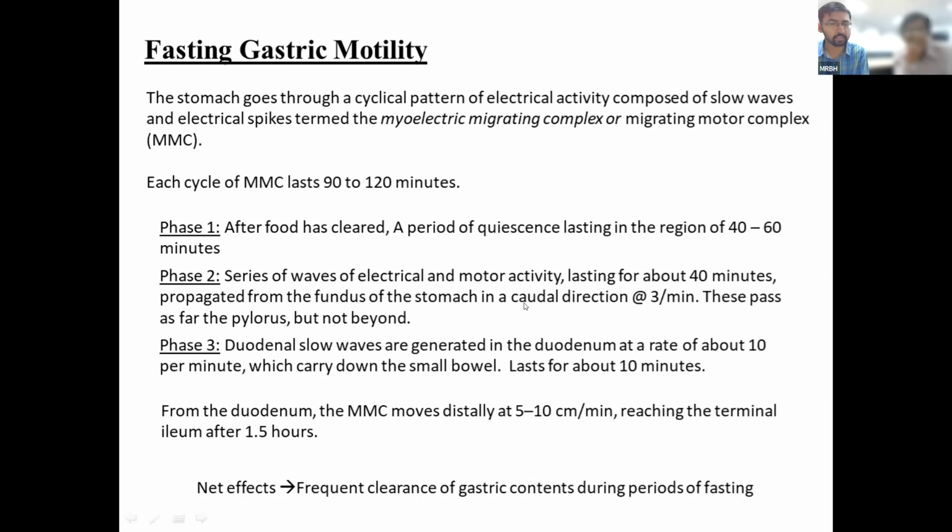In phase 3, from the pylorus, the waves move into the proximal duodenum, and by the end of phase 3 the electrical activity increases and is at its maximum, and this phase lasts for nearly 10 minutes.